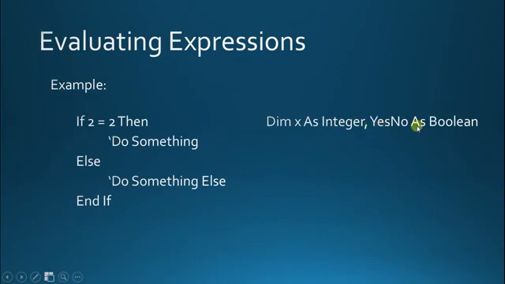This is just kind of shorthand so that I don't have to keep repeating the Dim statement and taking up a whole bunch of rows here in my code. I can just simply say Dim x As Integer, yesNo As Boolean. All right? So now we're going to assign x a value of 2. And then we're going to evaluate: If x equals 2, then do something.